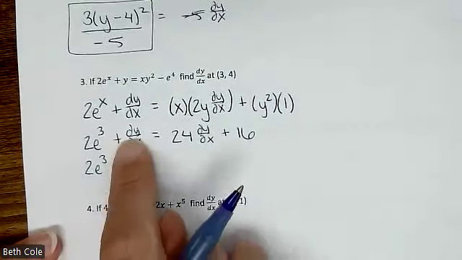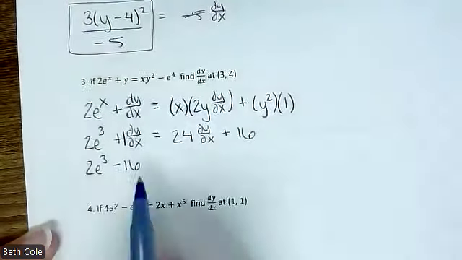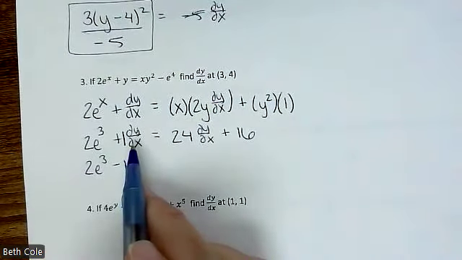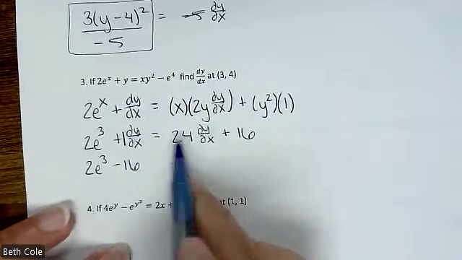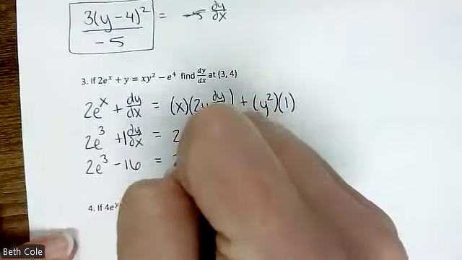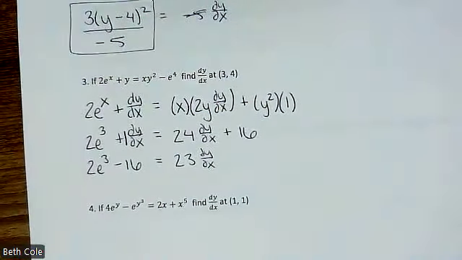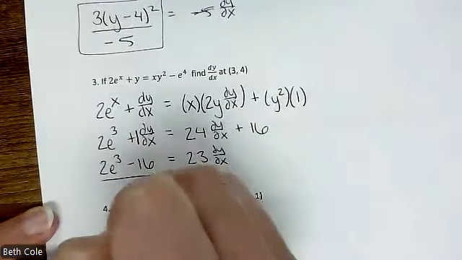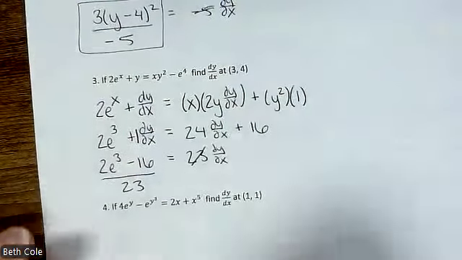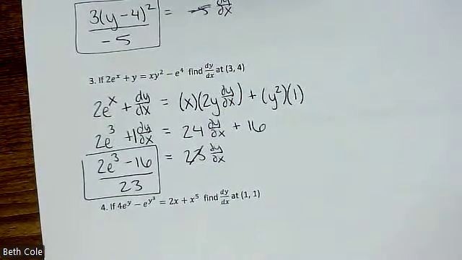And then I'm going to subtract over this dy/dx. It's really a 1 dy/dx if you want to put a 1 there, if that helps you. If not, that's fine. But if you subtract that over, what are we going to have on this side? 23 dy/dx. And then your last step, divide by 23. Cool.